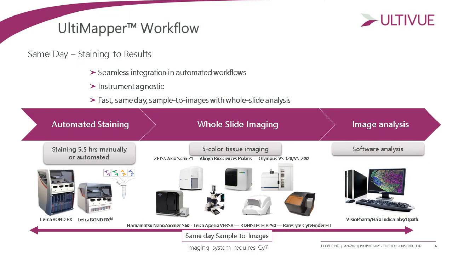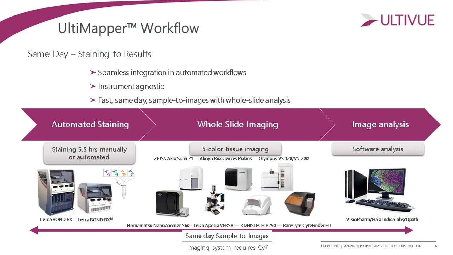So how do we do that? We have established an automated workflow that you see here in this slide, which gives same-day staining to results and includes 3 main steps. The first one, of course, is the staining, which now takes only 5 hours and a half. And with the Ultiview technology, you do not need any type of assay development or optimization of your panel. They are all ready to use.